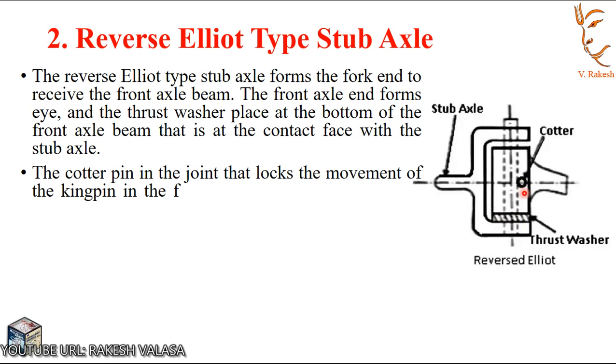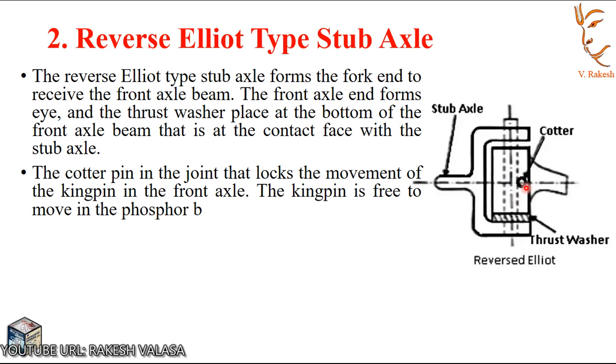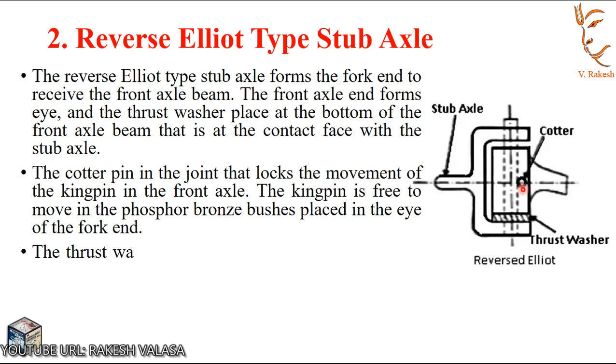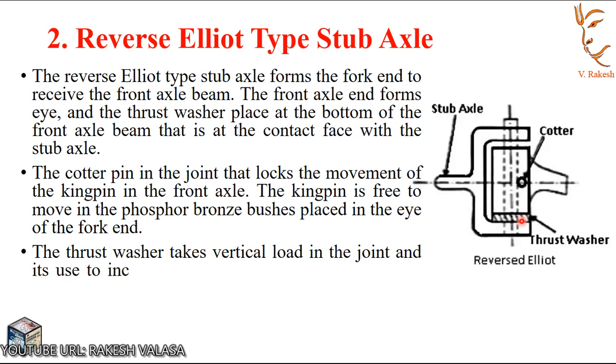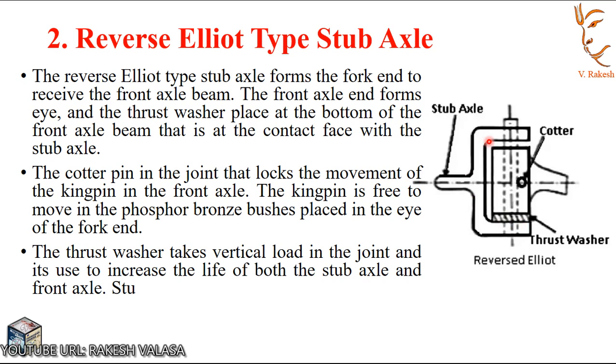The cotter pin in the joint locks the movement of the kingpin in the front axle. The kingpin is free to move in the phosphor bronze bushes placed in the eye of the fork end. The thrust washer takes vertical load in the joint and it is used to increase the life of both stub axle and front axle. The stub axle forms as a yoke and receives the front axle beam.